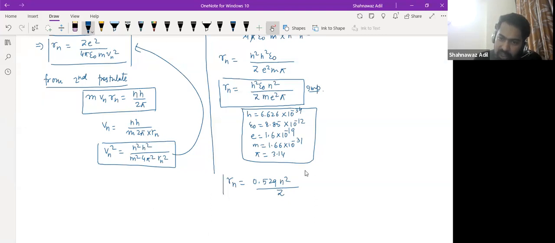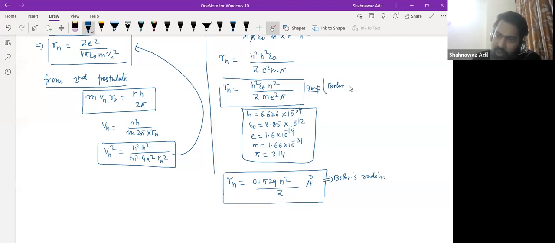This would be in meters, and this would be in angstrom, right? This is called the Bohr radius, and this is also called Bohr. So we have to remember this also and this also. Both the things we have to remember. Is this clear, guys?